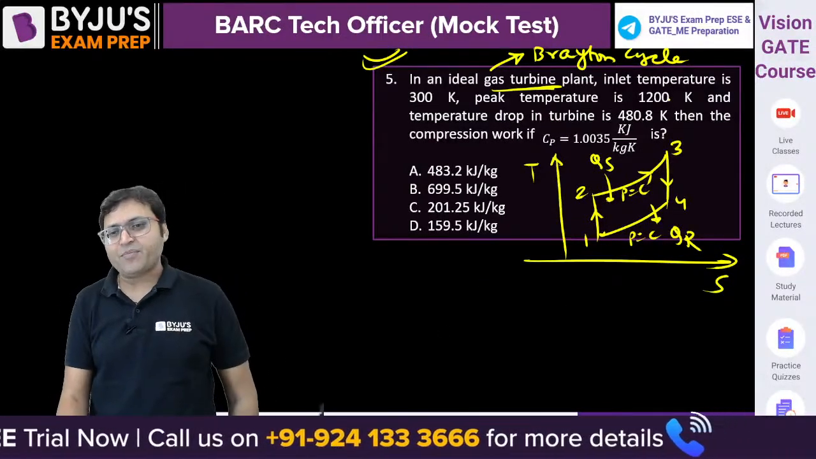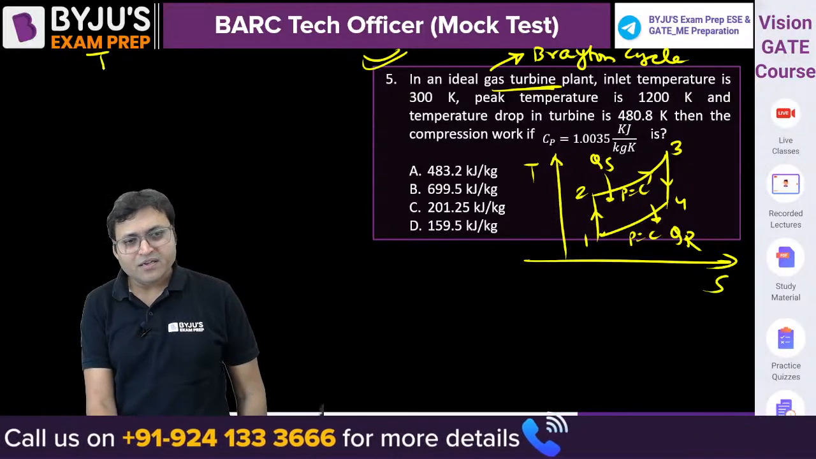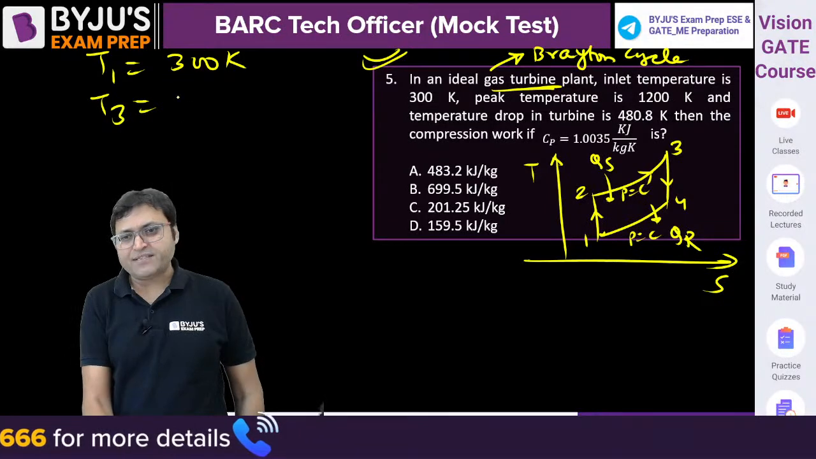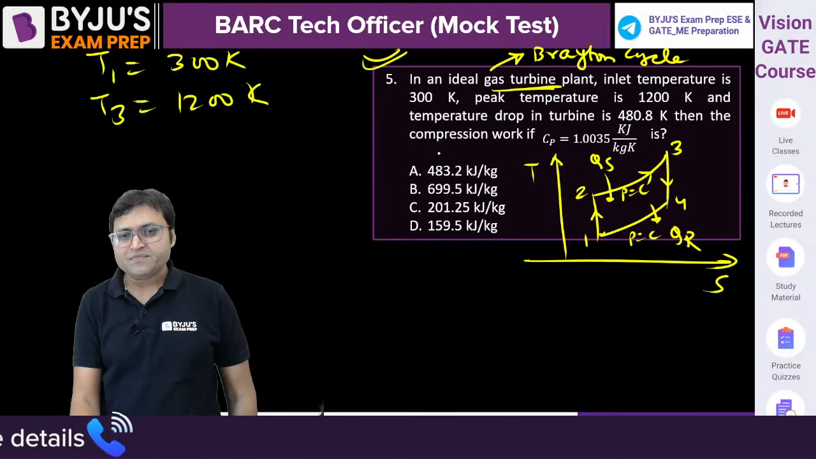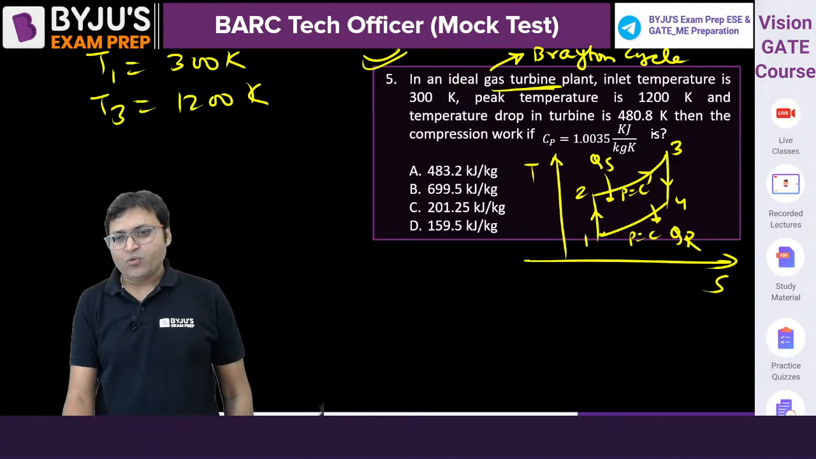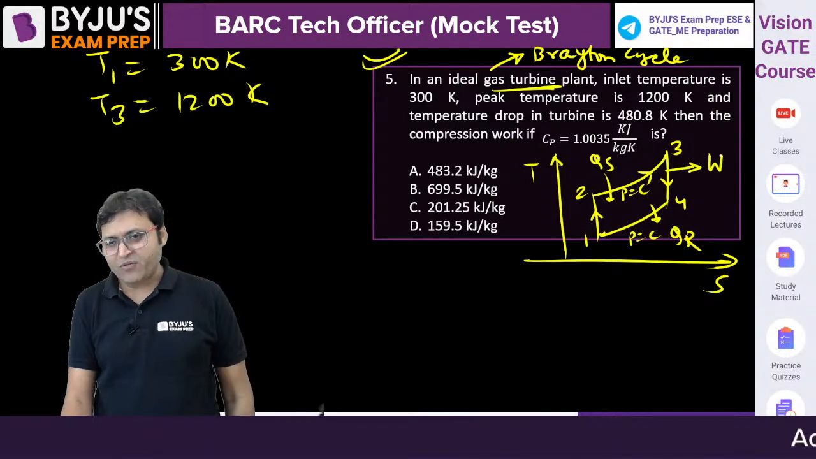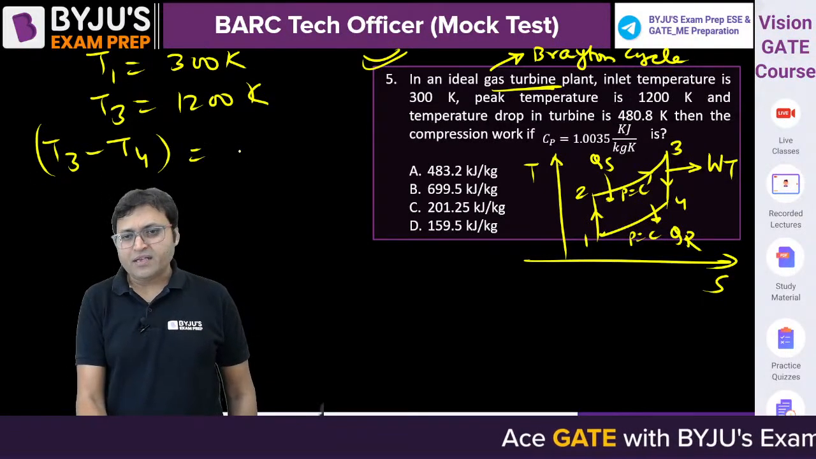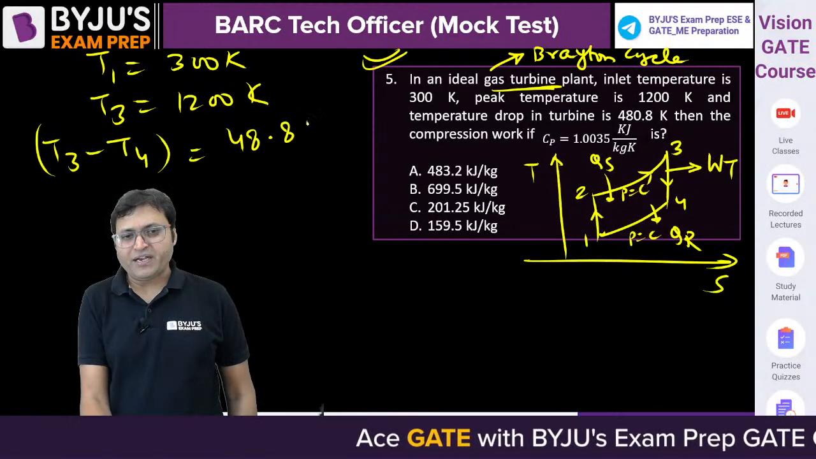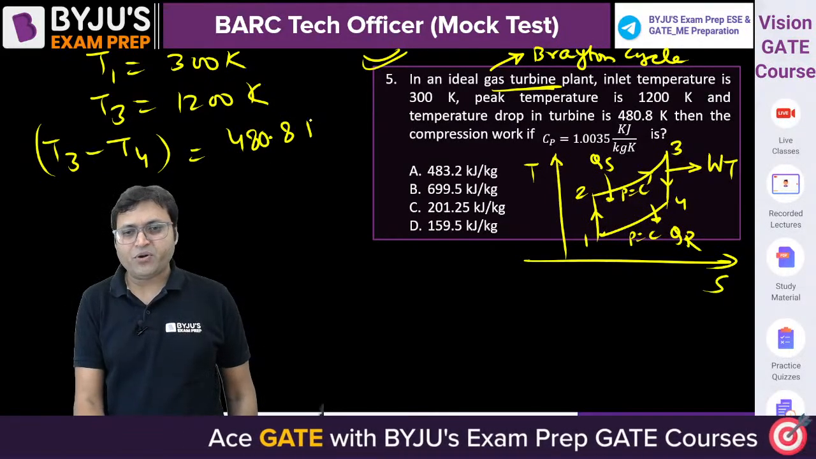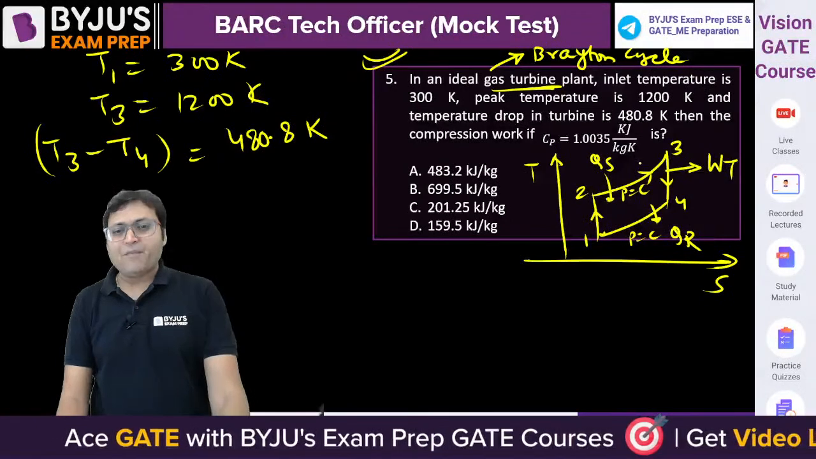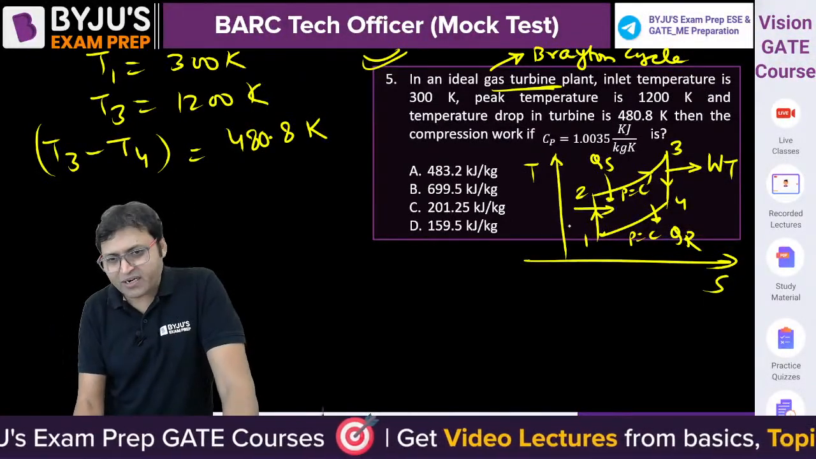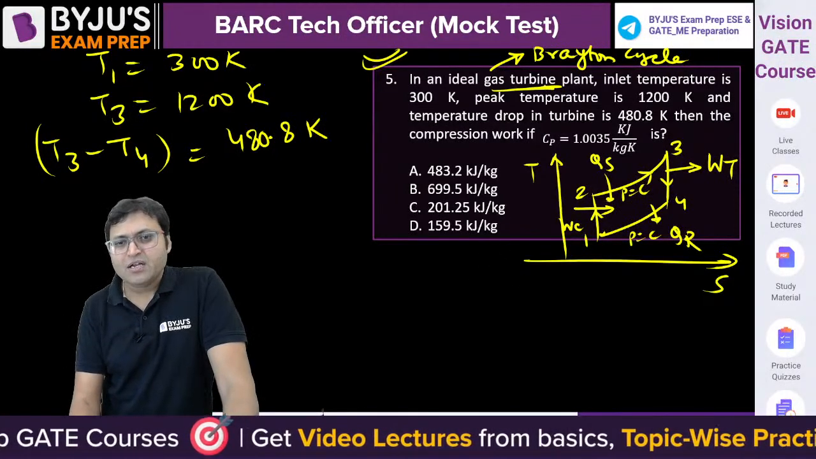In an ideal gas turbine plant, the inlet temperature, that is T1, is 300 Kelvin. The peak temperature, that is T3, is equal to 1200 Kelvin. And the temperature drop in the turbine, which is the work produced by the turbine, T3 minus T4, is given as 480.8 Kelvin. Then the compression work, if Cp is given. What is the compression work? WC.